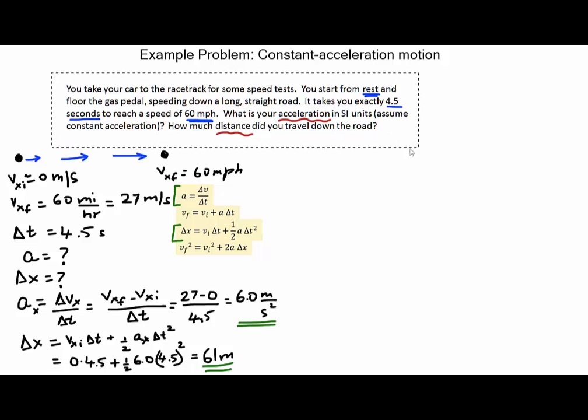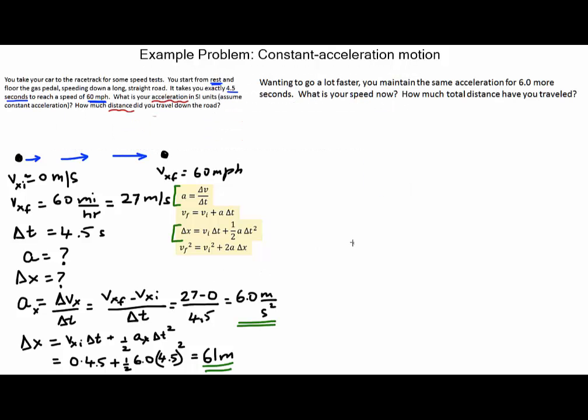We have solved it. Okay, just to get a little bit more practice, let me present you with a second part of this question. Now it says, wanting to go a lot faster, you maintain the same acceleration for 6 more seconds. So that's a key piece of information here, 6 more seconds, so that's delta t. And the fact that we have the same acceleration is relevant as well. And it's asking now for what is our final speed at the end of that 6 seconds, and how much total distance do I travel. And the total distance means that I want the distance for the first part and the second part.